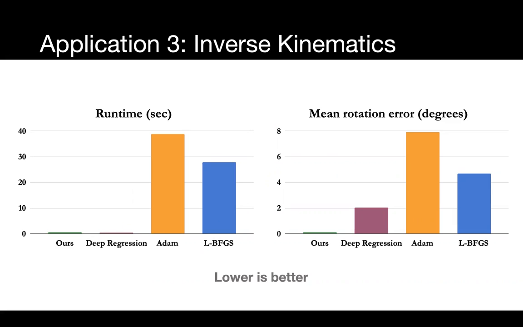In terms of the runtime, our approach is way faster than the optimization methods. Our rotation error is also lower, suggesting that our data-driven priors are much more powerful than the handcrafted energy functions. Comparing with a deep regressor, our model is able to leverage the feedback signal to reduce the error.